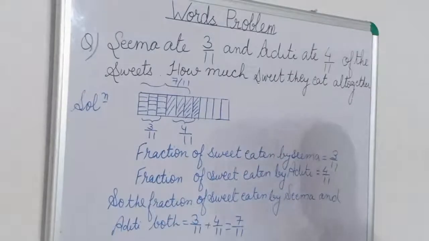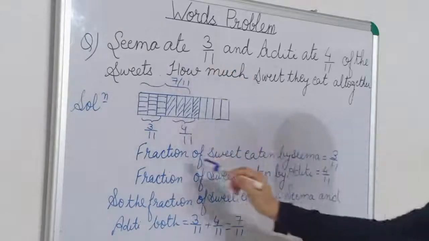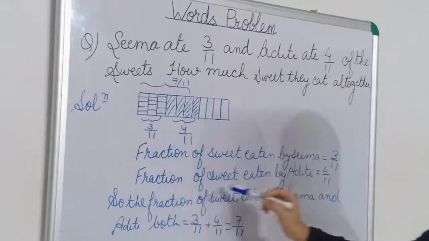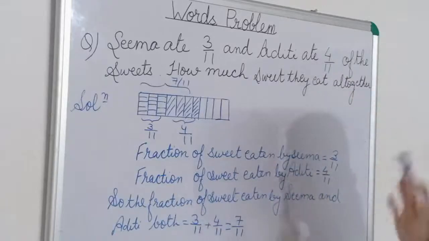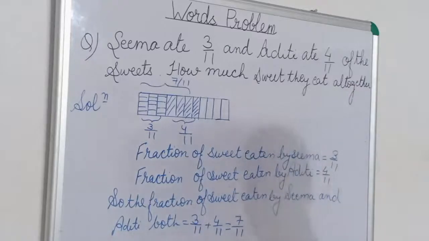Our answer. Statement, whatever is given in the question, that only we are writing. Fraction of sweet eaten by Seema, 3 by 11. Fraction of sweet eaten by Aditi, 4 by 11. Now what is the question asking? How altogether what part is eaten? So the fraction of sweet eaten by Seema and Aditi both, we have to add it here. Altogether means addition. So 3 by 11 plus 4 by 11.